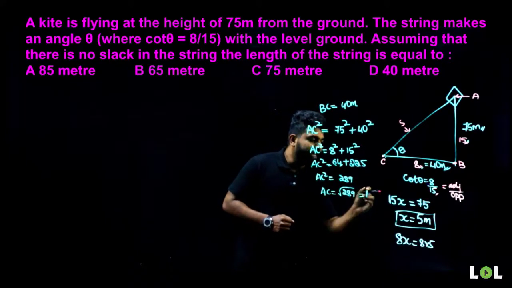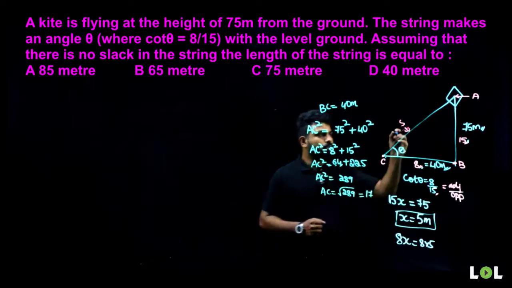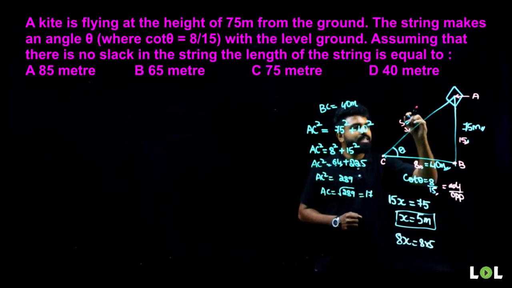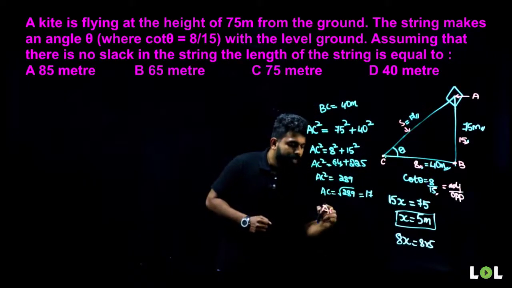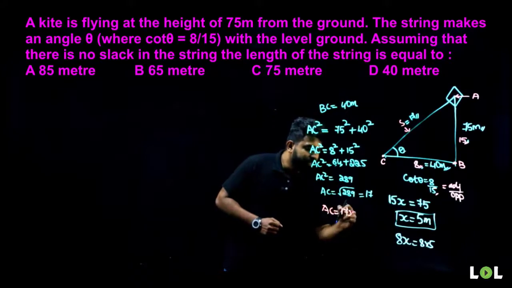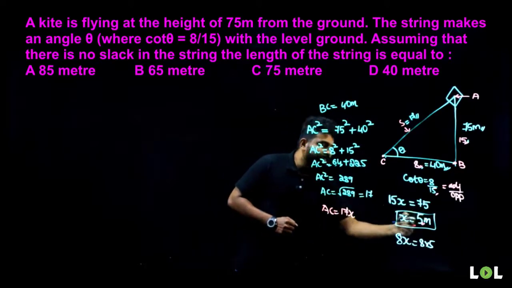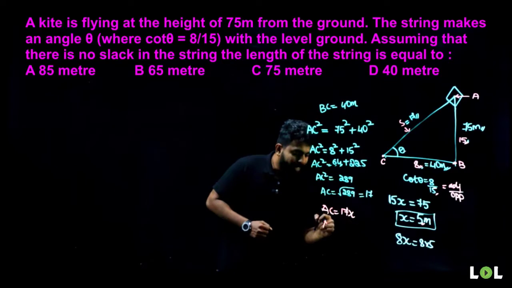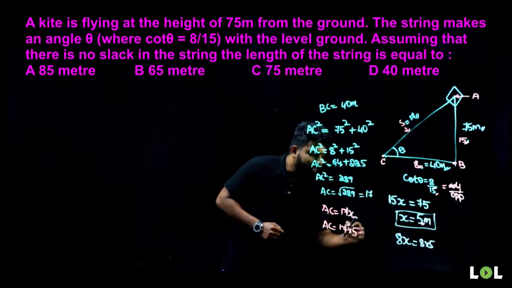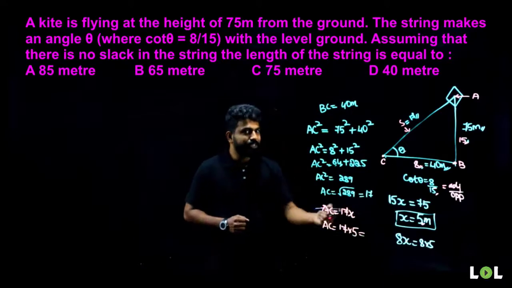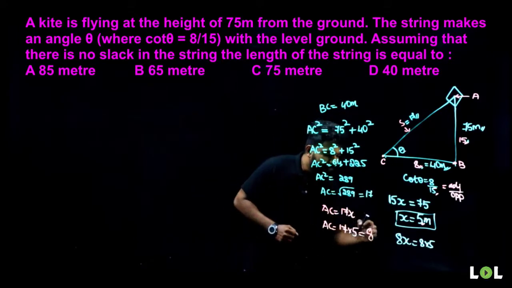Root of 289 is 17. So this string here is 17. The ratio is 17. So what will be the actual length? Actual length will be, AC will be 17x. And we have found out the value of x as 5 meters. So AC will be equal to 17 into 5. What is 17 into 5? 50 plus 35, that is 85 meters.